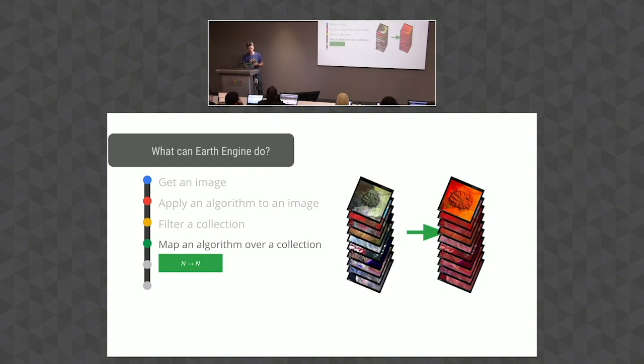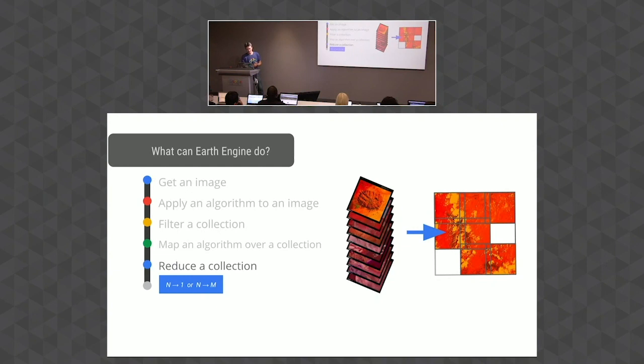And that's how we're going to go today, applying these algorithms to like all of the images over the United States for a year or something like that. We're going to do this type of mapping and algorithm over a collection. In addition, once you have a large collection of images or vectors or any other collection you have, you might want to reduce it down in space or time. So we're going to go through different ways to do some reductions.